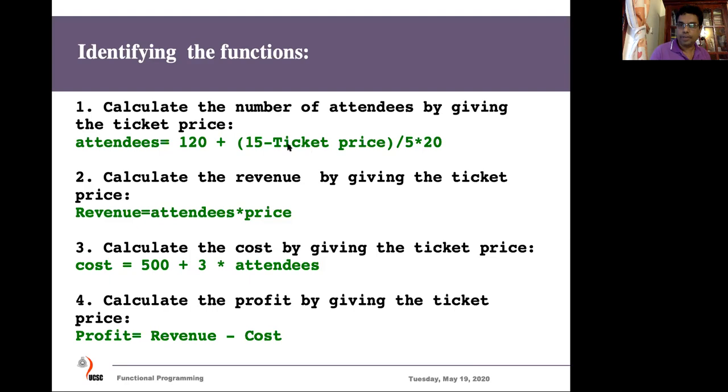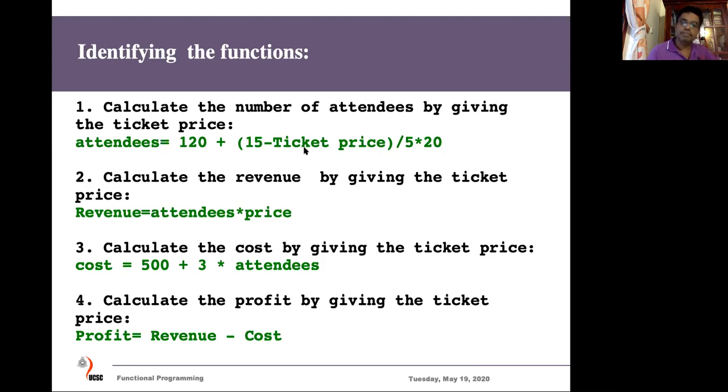So that ticket price is 5, right? So then 15 minus 5 is 10. 10 divided by 5 is 2. 2 multiplied by 20 is 40. So then we get additional 40 attendees. If the ticket price is 5 rupees, you see, we get additional 40 attendees. If ticket price is 10 rupees, we get additional 20 attendees.